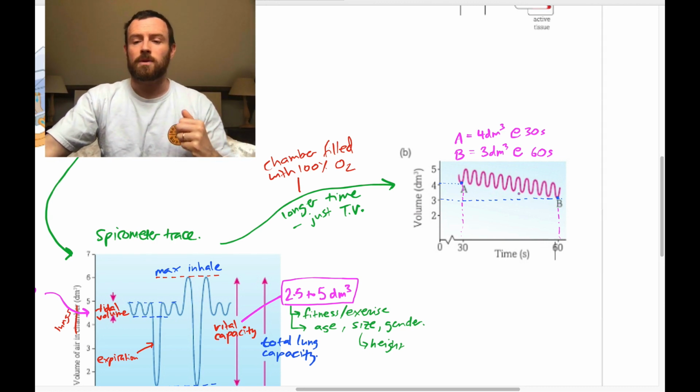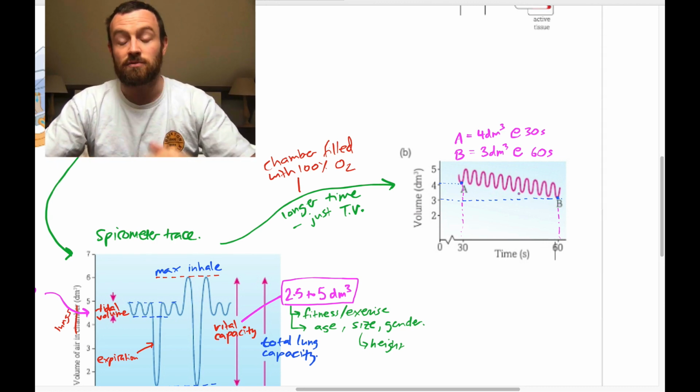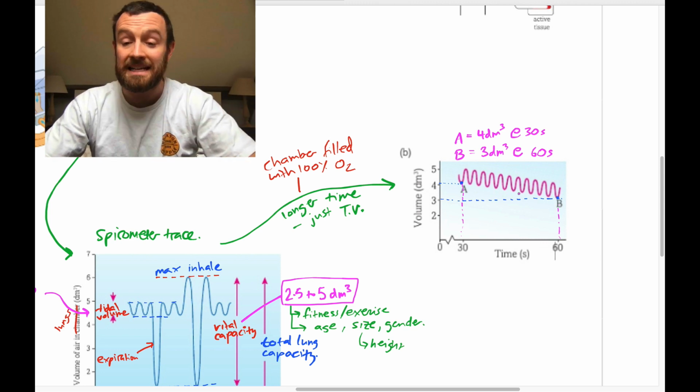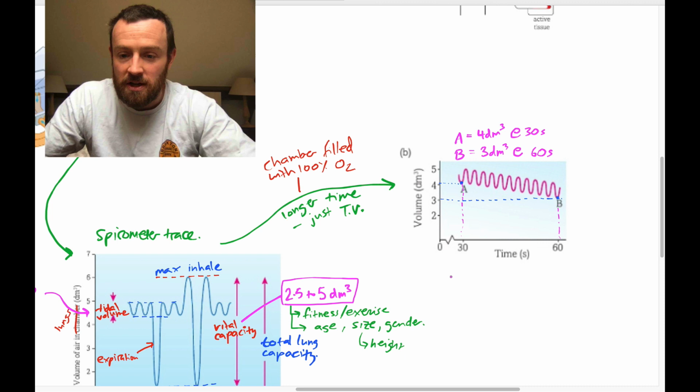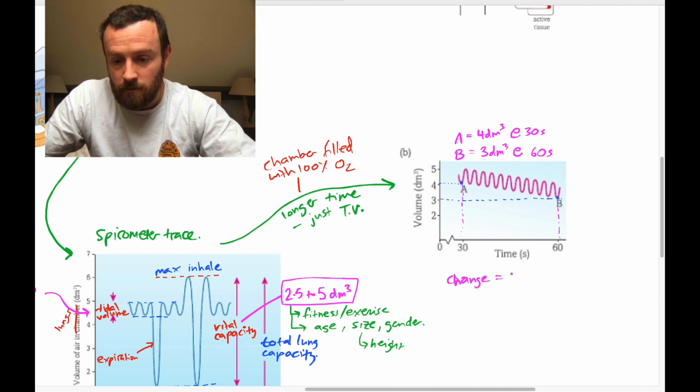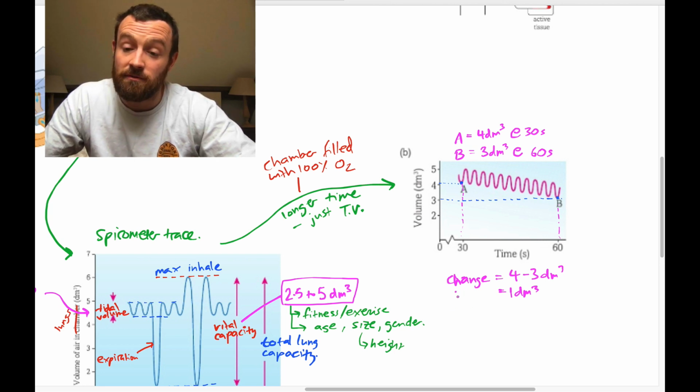So what can we work out? Well, we know that the volume of air has reduced from 4 to 3 litres over a time period of 30 seconds. So we're looking at the change. So change equals 4 minus 3 dm cubed, equals 1 dm cubed. And that's the change in volume.